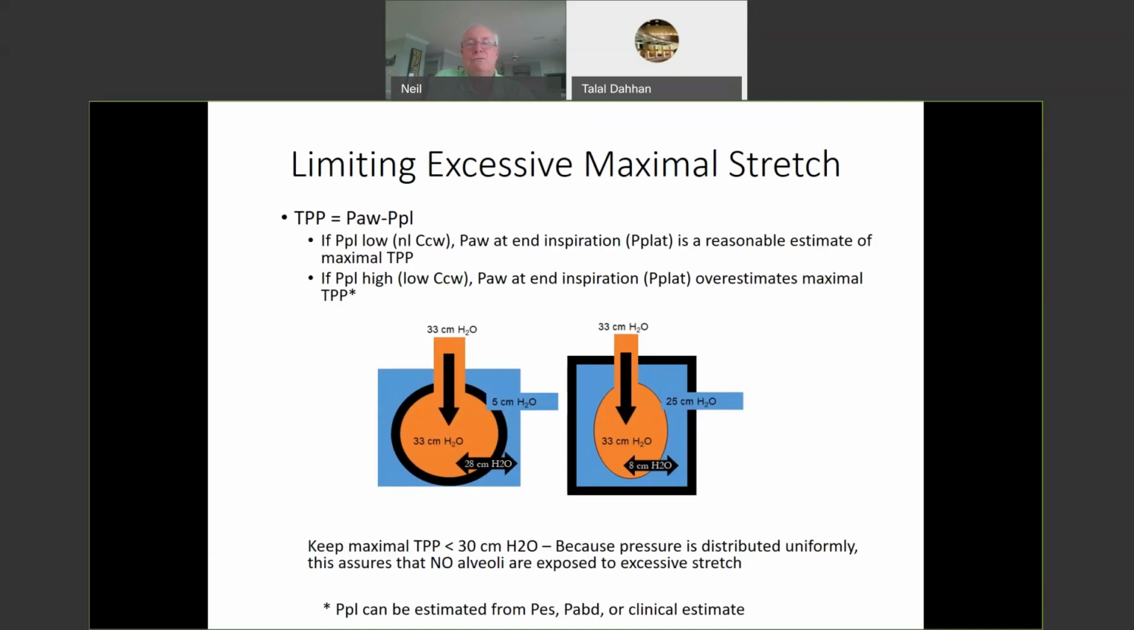This also means that if we have somebody with a chest wall problem, we can push that upper limit of plateau pressure above 30 to account for the fact that the chest wall is driving some or a lot of that pleural pressure or plateau pressure.